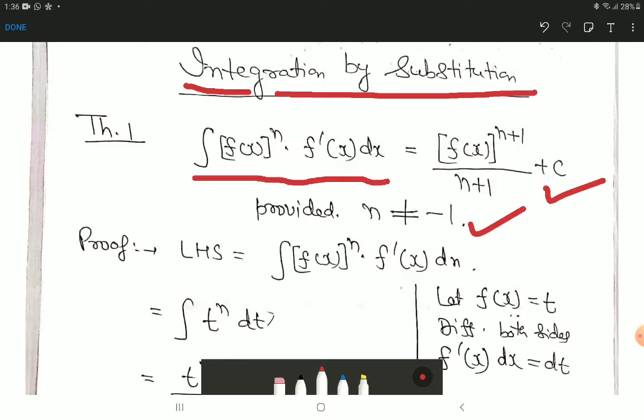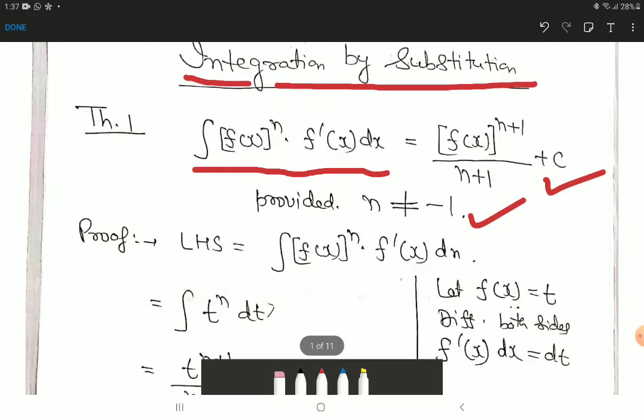This formula tells us that in case we are to integrate a function where a function has power n, or any other number excepting minus 1, into the derivative of that function, then the answer will be that function raised to its power n plus 1 upon n plus 1 plus c. We can easily prove it also.